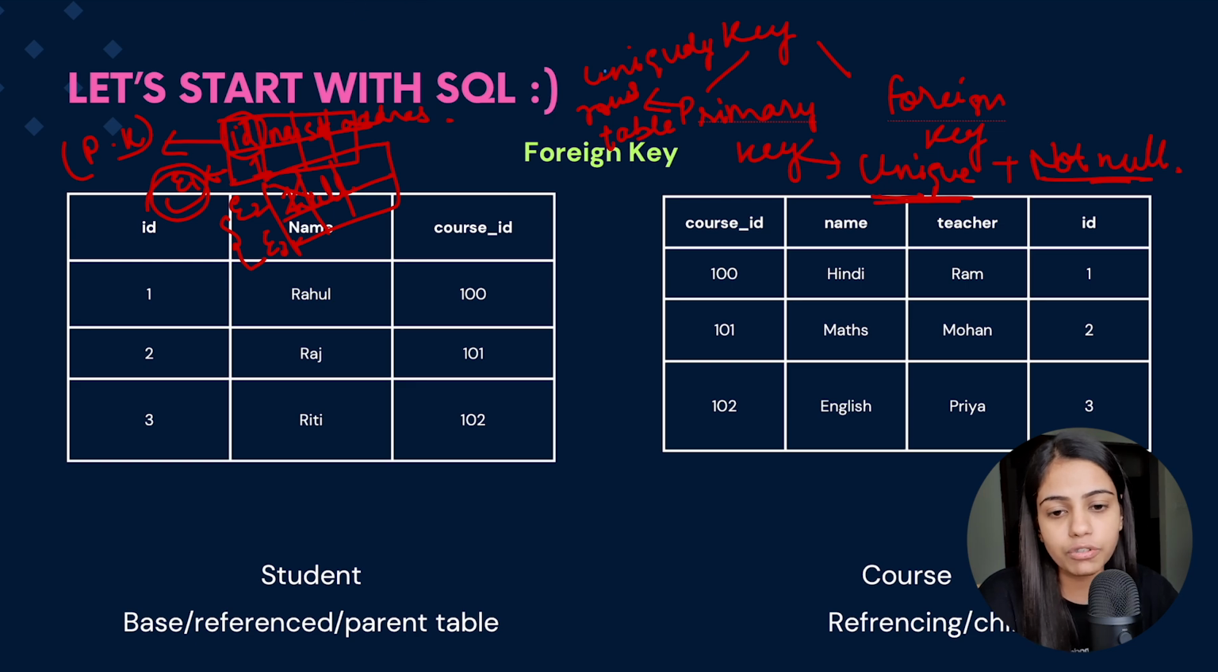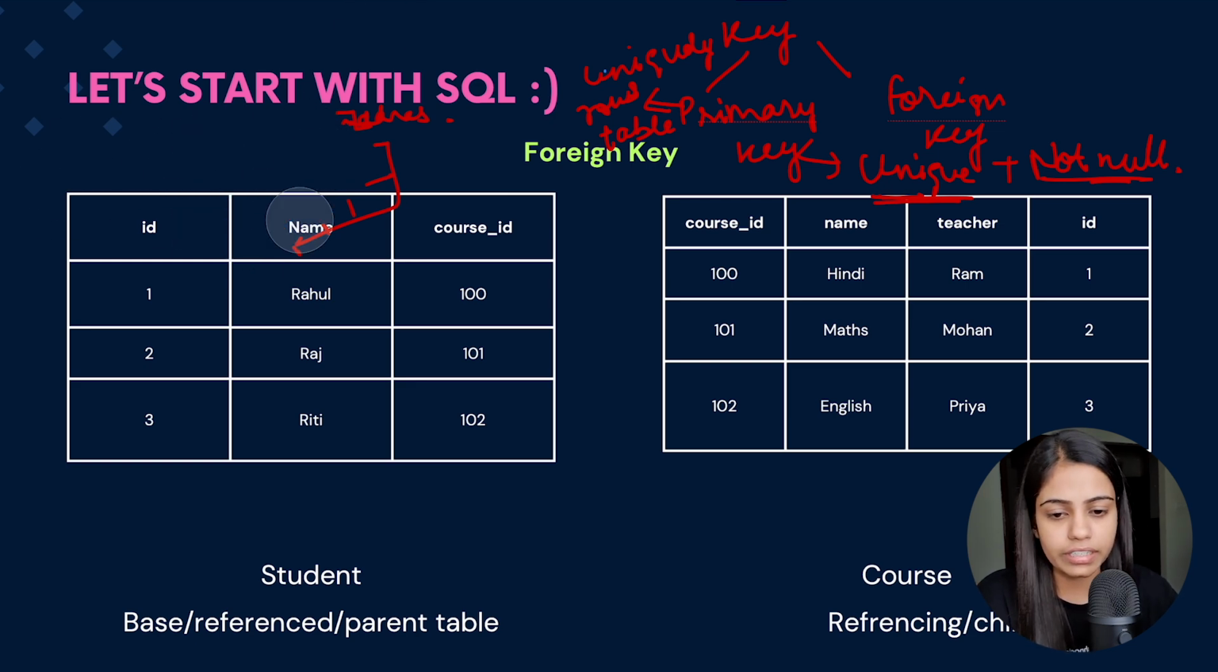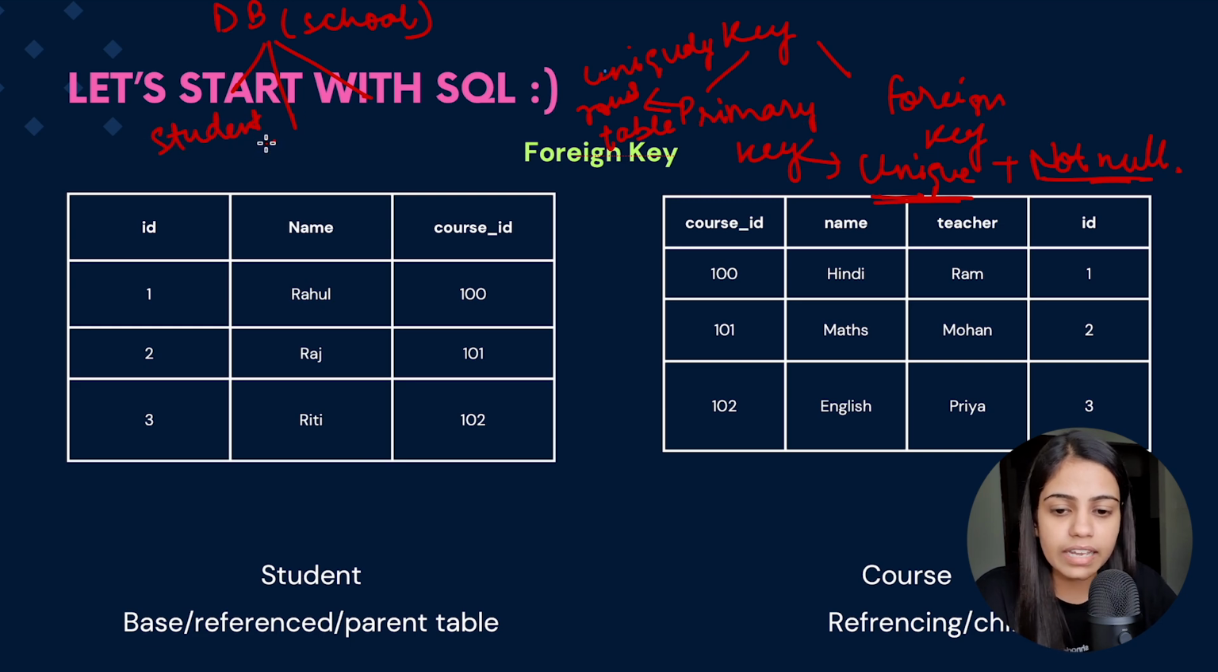Now let's move to the foreign key. So what is foreign key? Foreign key is a key which helps us to establish a relationship between two tables. Consider there is a database, and as of now I am taking a school database as an example. In the school database there would be multiple tables. First one would be the student table, second would be the course table, third would be the teacher table, and so on. Now the student table and course table have a relationship between them.